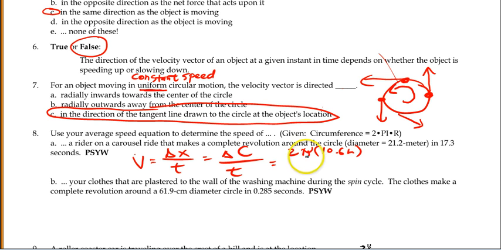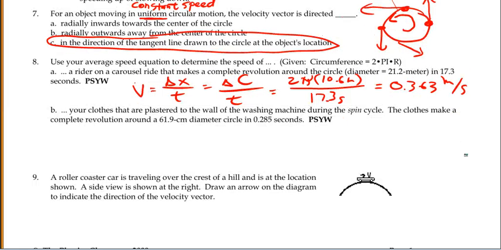Now we could use pi times the diameter. That would also be fine. It would give us the same result. We divide that by the time, 17.3 seconds. That'll give us a speed of 0.363 meters for every second that we move. So, not very fast. It's an old-fashioned carousel ride. It's a nice leisurely ride round and round as we move on the carousel.